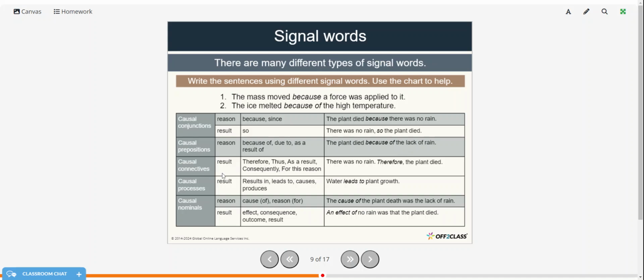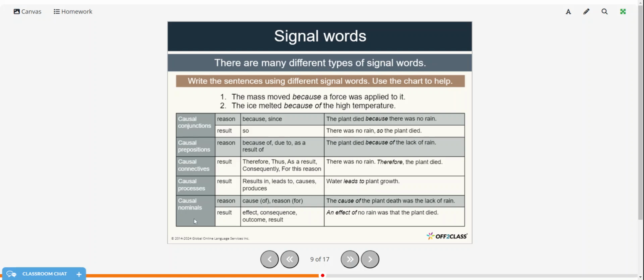Causal connectives can also be used to show a result. Therefore, thus, as a result, consequently, for this reason. There was no rain, therefore the plant died. Causal processes to show result. Examples of that would be results in, leads to, causes, produces. Water leads to plant growth.